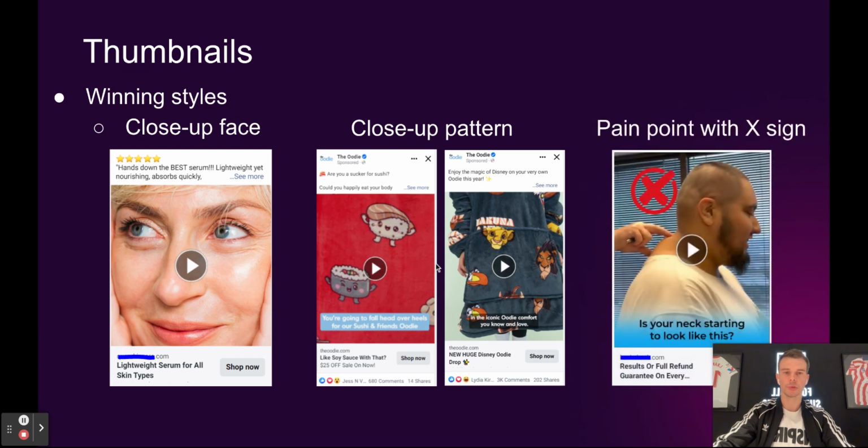The third example would be a pain point with an X sign. It works really well when you present a problem. In this case, it is a hump, and then you put an X sign, so people know, okay, this is something I'm struggling with. One additional winning thumbnail is when you put an end goal with a green check mark. That is also a good way. Just make sure to combine a pain point or a problem with an X sign, and an end goal or a solution with a check mark.